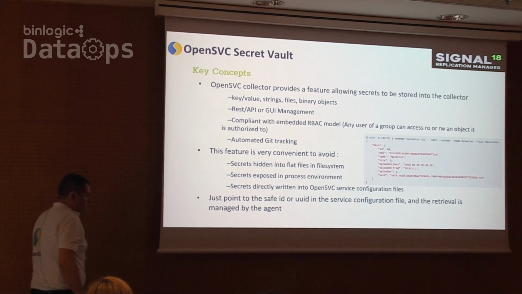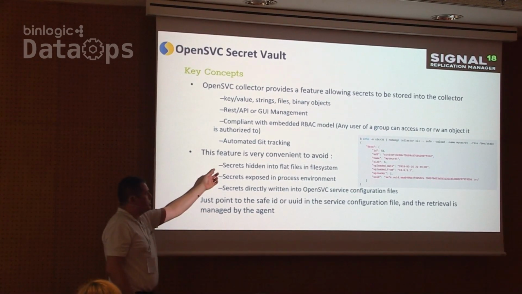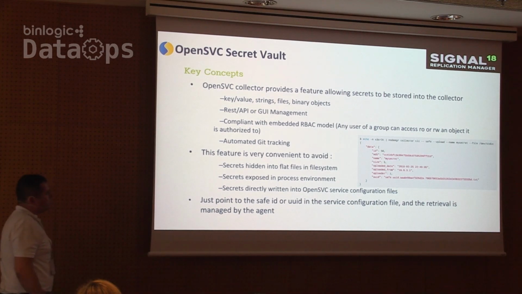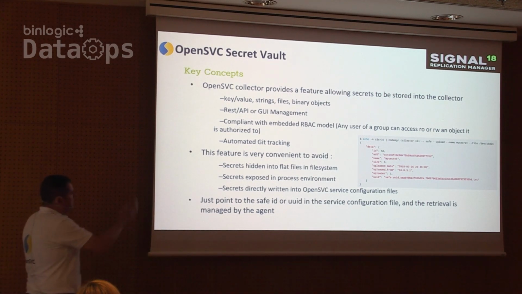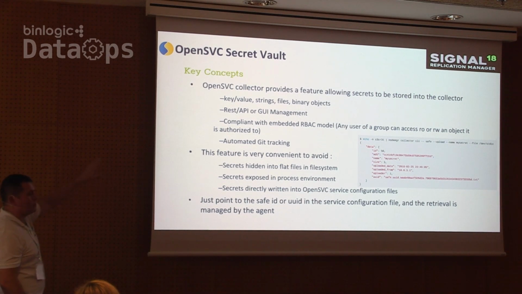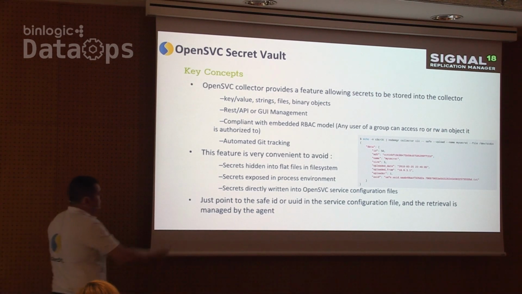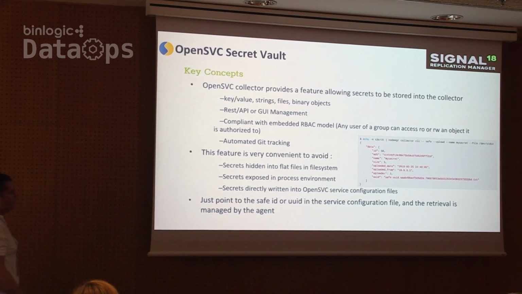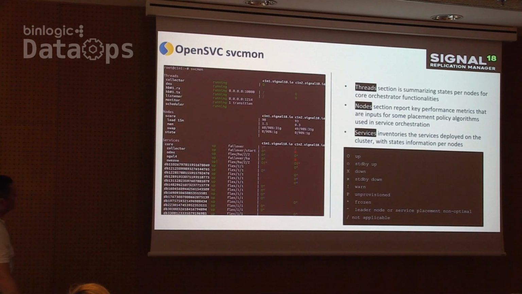To avoid secrets hidden in files, clear text passwords, and so on, we have a key-value secret vaulting system in the collector. We can push any key-value, strings, binary, anything else, either through the interface or through the REST API. We plugged in a hidden and automated Git tracking, which is very useful to see what has changed. That's OK for the vaulting.